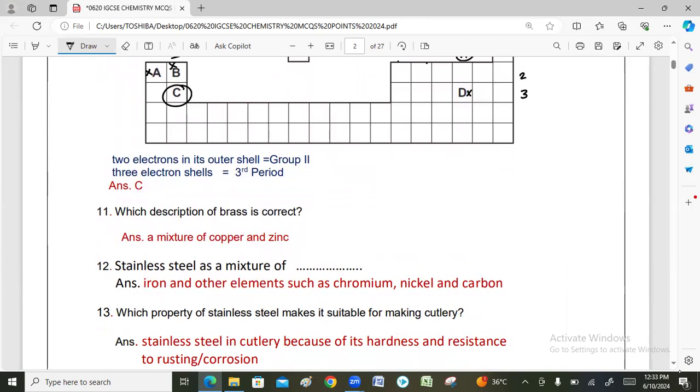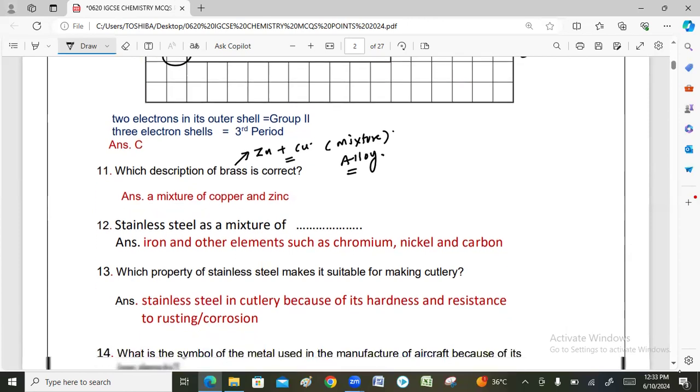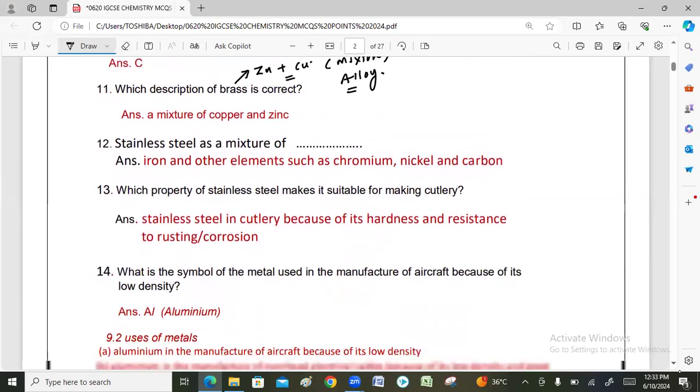Which description of the brass is correct? This is the direct question. The student must know that brass is a mixture of zinc and copper. So these are the 2 elements which are present in the brass, and brass is not a compound. Brass is a mixture of these 2 elements, zinc and copper. So a mixture, or you can say that this is an alloy, and in an alloy, the different metals are of different size. So that's why they must have some different properties from the metal.